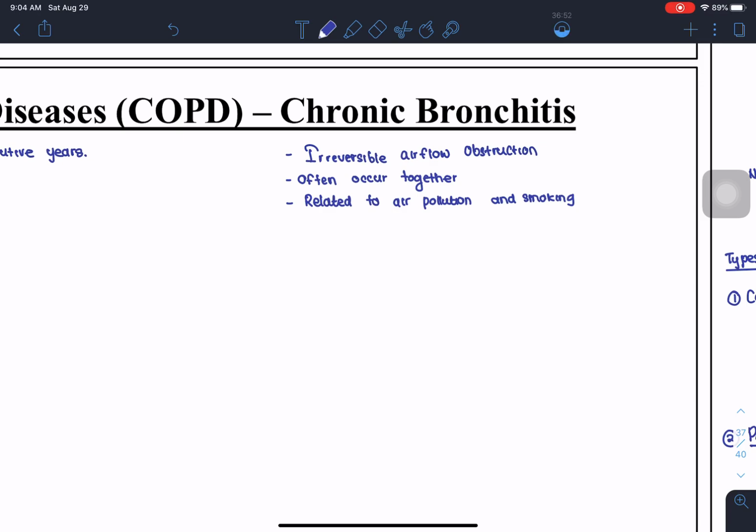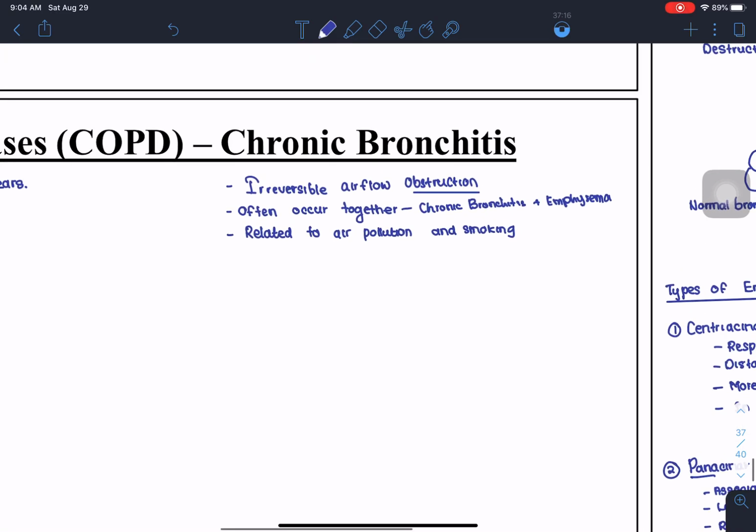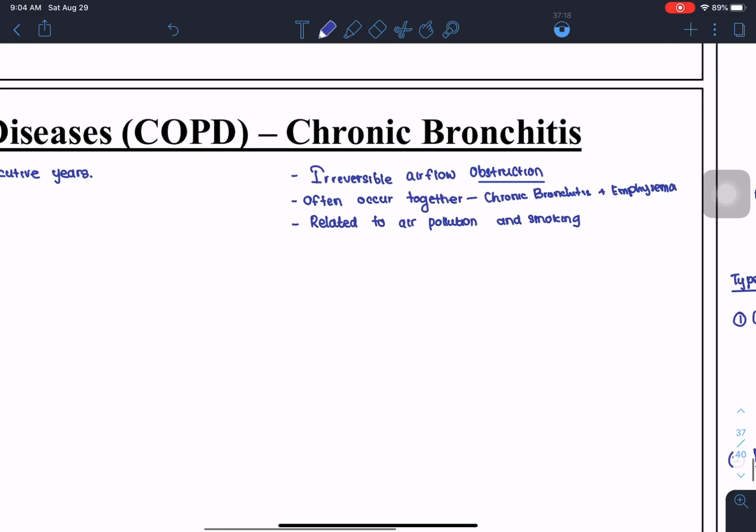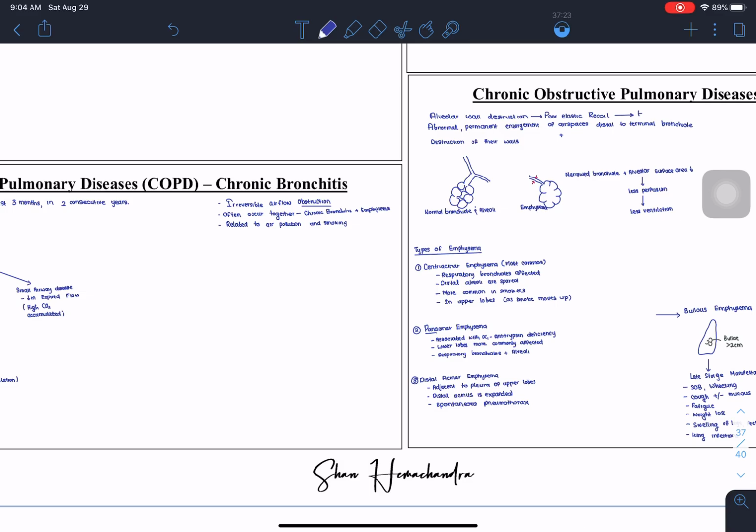Chronic obstructive disease obstructs airflow. Two types: chronic bronchitis and emphysema. These can occur together, and I need to focus on this again. It's irreversible damage. There is no coming back from that. It is related to air pollution and smoking. Both of these diseases are related to smoking and air pollution.